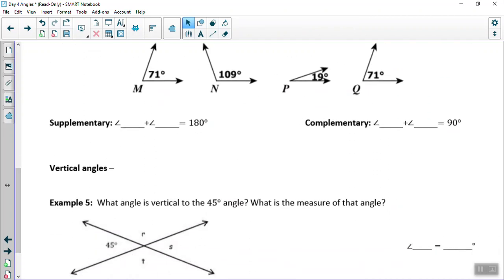All right, this is going to be a try on your own, just identifying which two pairs are supplementary and which two pairs are complementary.